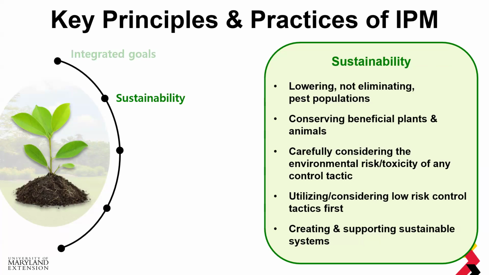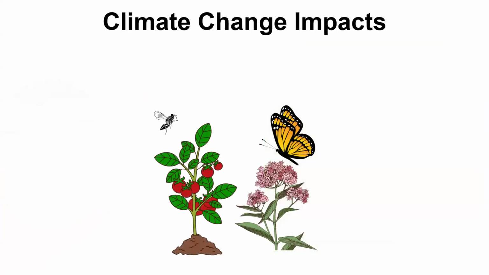Sustainability. So things like lowering, not eliminating, pest populations, conserving our beneficial plants and animals, carefully considering the environmental risk and toxicity of any control tactic, not just our pesticides and our chemicals. Utilizing and considering low risk control tactics first, and creating and supporting sustainable systems. So this relates a lot to what we're experiencing with climate change that is happening right now and we're going to be experiencing in the future.